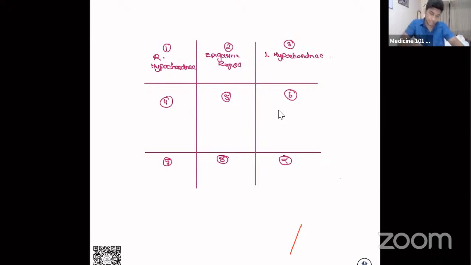Where's the umbilical region? 5. Yeah, this is where you get the umbilicus. Okay. And where's the lumbar region? Is it here? Tell me the number. 4 and 6. Yeah. Right lumbar, left lumbar. And the iliac region, is it here or here? Which region? Iliac. 7 and 9. Yeah. 7. What is the last region? Hypogastric.